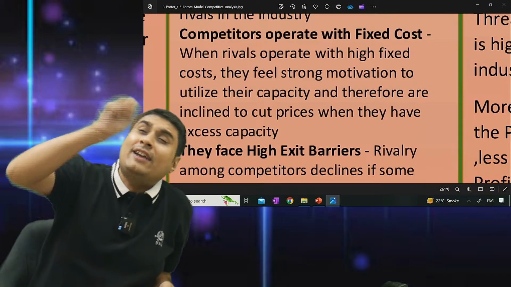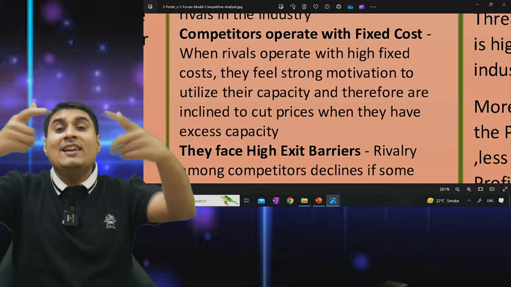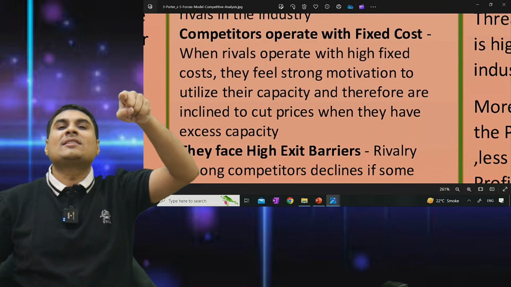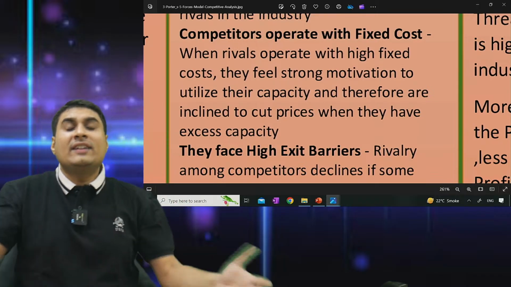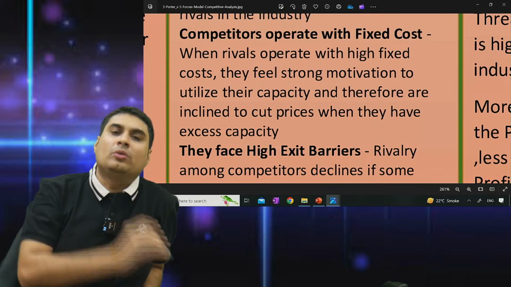People will try to recover the fixed cost when there is less capacity. That is why earlier airline prices are cheaper. After certain tickets get full, they will increase the price. If they are not full, they will still reduce. Why? They need to recover fixed cost. You don't have any pricing power, and when you don't have pricing power, industry is not good.